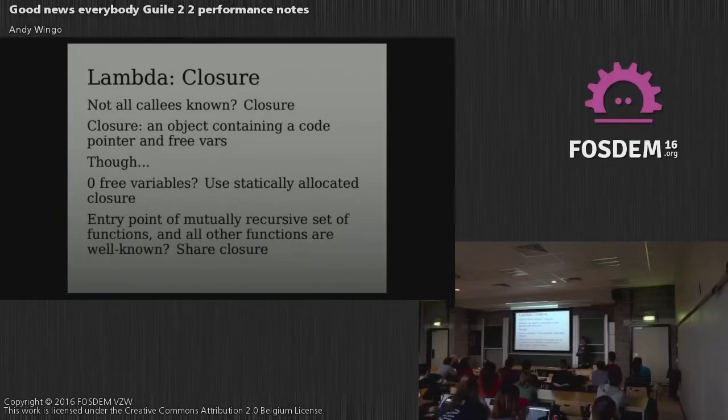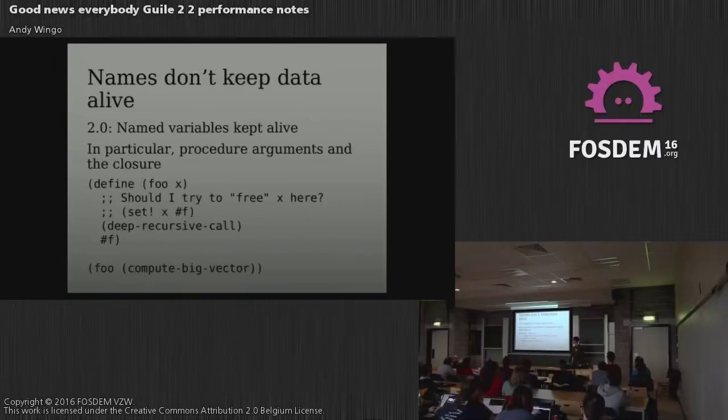If not all of the callers are lexically visible, then we do create a closure. A closure is an object on the heap. It has a tag indicating I'm a closure, and it has a code pointer, and it has the free variables. And so you do have to create this object. Although, if there are 0 free variables, you don't need to create it every time. You can just statically allocate it in the binary. And if you have one entry to a set of mutually recursive functions, you can use just the one closure for all of them if the other ones' callees are all known. It's complicated, and if you're interested, I'll point you to a paper that describes all this.